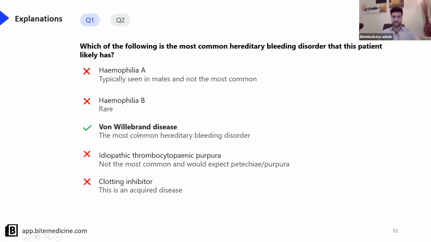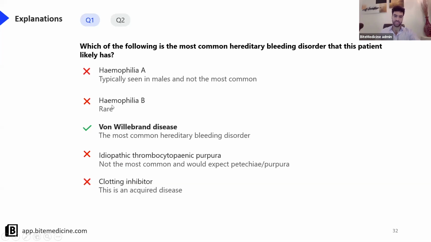So von Willebrand disease, you didn't even need to know about the patient's case really, all you needed to know is this is the most common hereditary bleeding disorder. Haemophilia A is typically seen in males, and it's not the most common. Haemophilia typically presents with bleeding into joints, okay? You get knee pain because you're bleeding into the knees, for example. You tend to present at a much earlier age because it's an X-linked recessive condition.